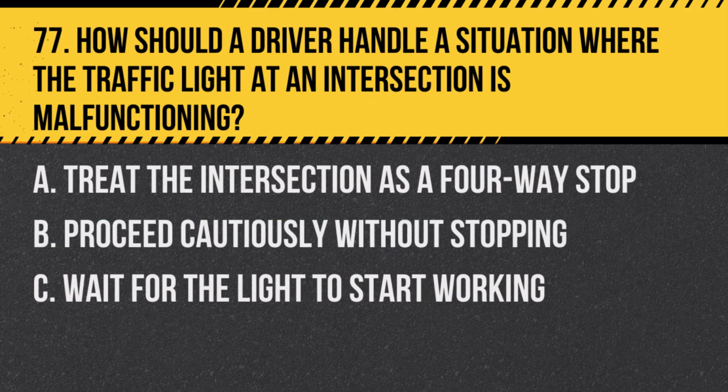Question 77. How should a driver handle a situation where the traffic light at an intersection is malfunctioning? A. Treat the intersection as a four-way stop. B. Proceed cautiously without stopping. C. Wait for the light to start working. Answer: A. Treat the intersection as a four-way stop. Malfunctioning signals mean all drivers should stop and proceed in turn.